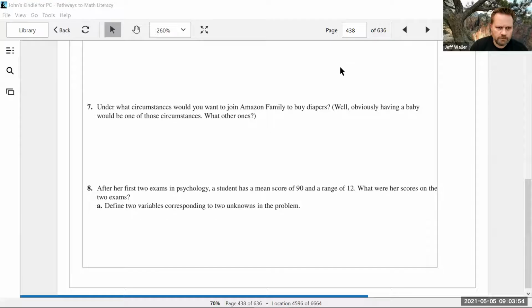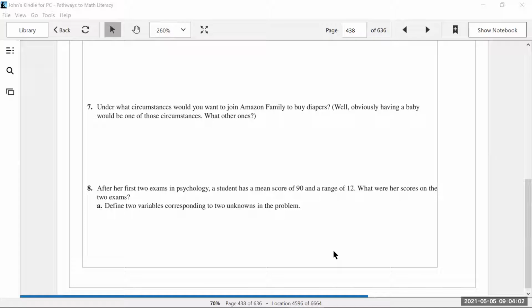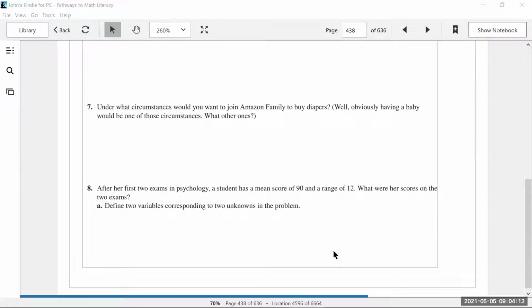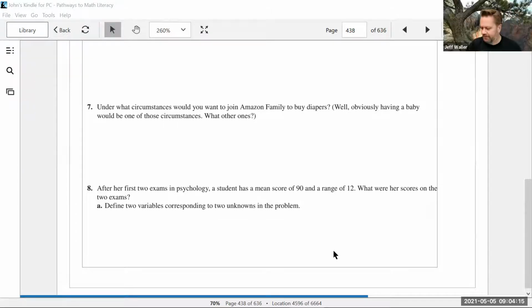What are the two things we don't know in number 8? It tells you in the first 6 words. Two exam scores. So what are you going to call one of the exam scores? X. And what are you going to call the other exam score? Y. All right, so now we're cooking with gas, right?